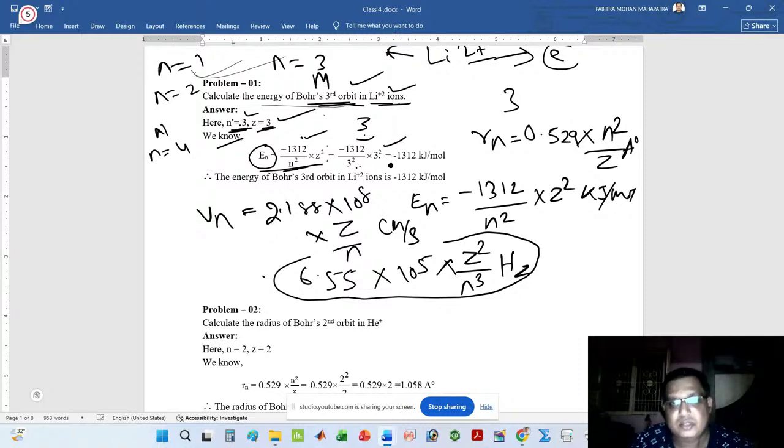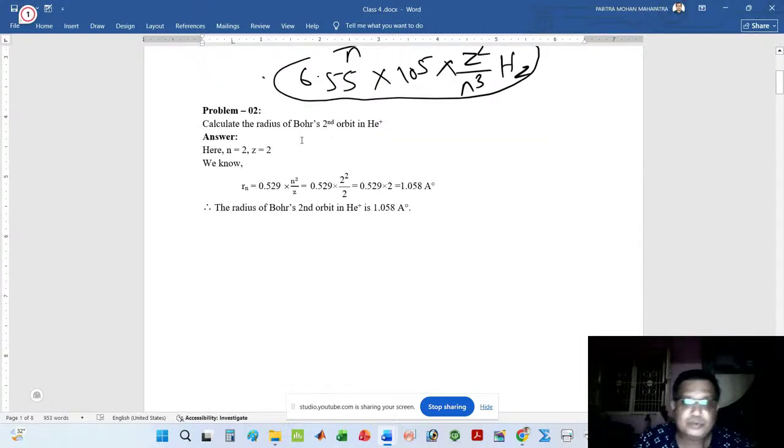After solving, the value is 1312 kilojoule per mole. Here 3 square can be cancelled. The value of En is equal to minus 1312. So our target was to find the energy of Bohr's third orbit in the Li2+ ion. Therefore, the energy of Bohr's third orbit in the Li2+ ion is minus 1312 kilojoule per mole. This is the answer.